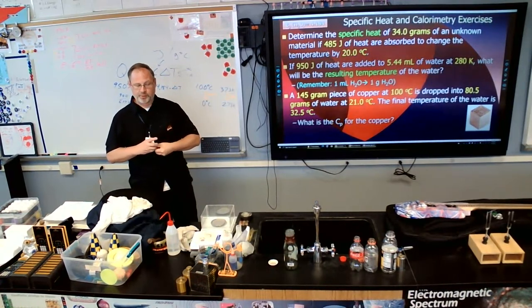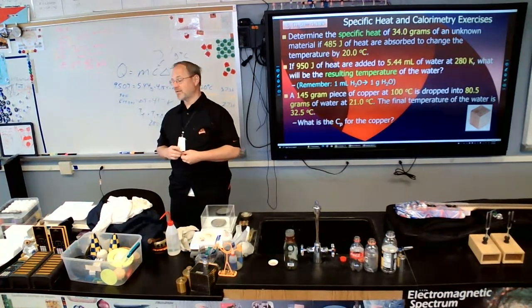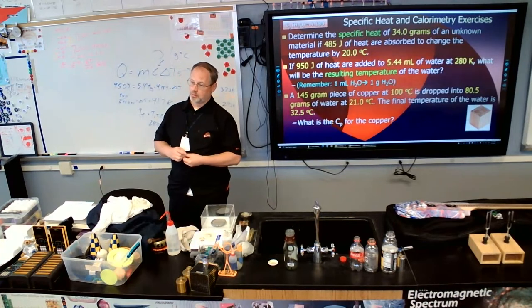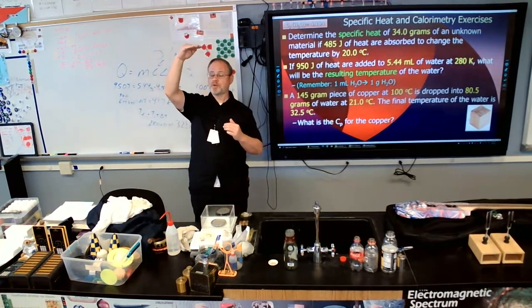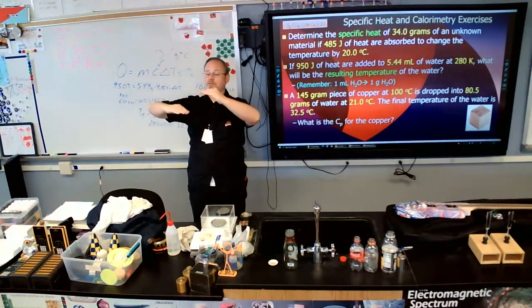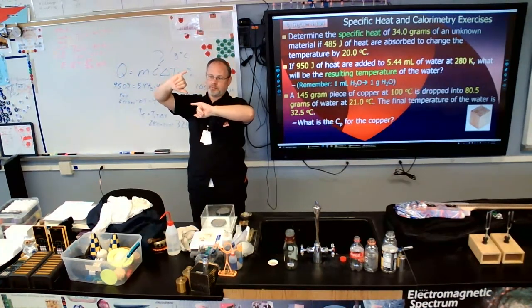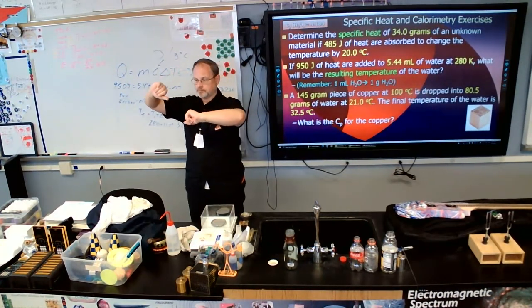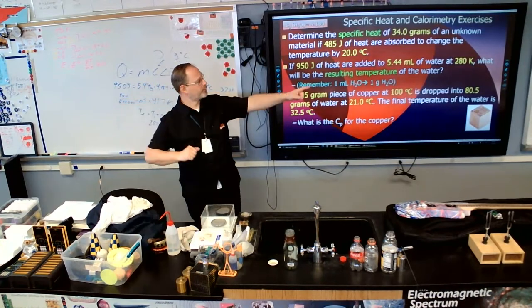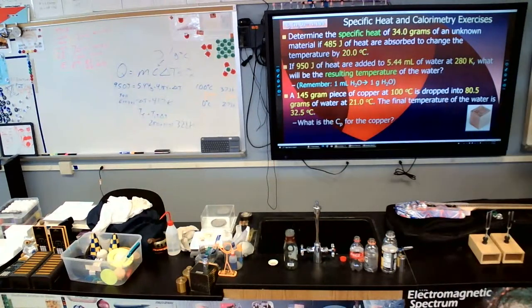No, 32.5 is the final temperature of both the metal and the water. The metal starts at 100 and comes down to 32.5. The water starts at 21 and comes up to 32.5. Those two values give you the change in temperature of the metal and the change in temperature of the water. Then you multiply those.